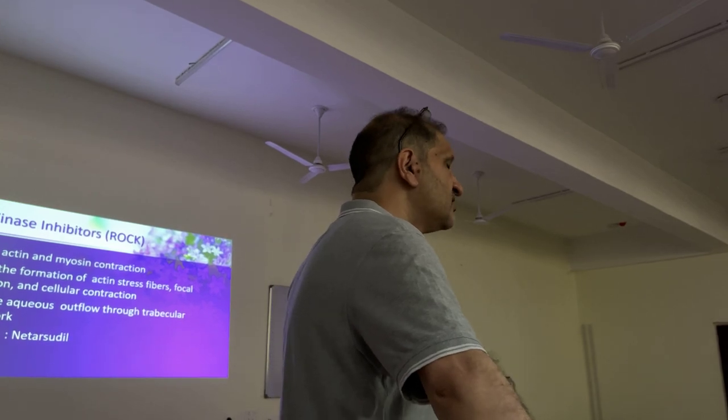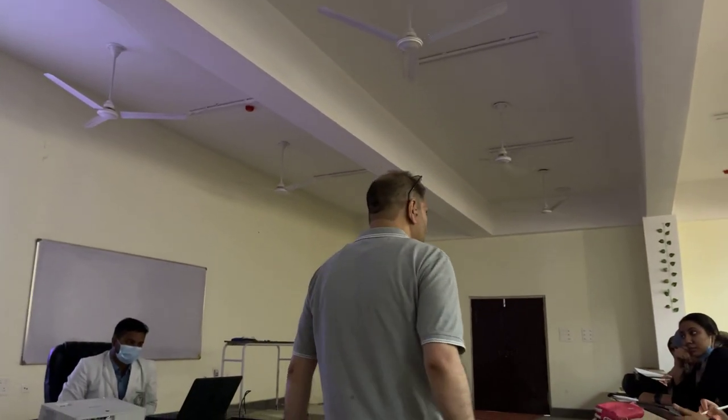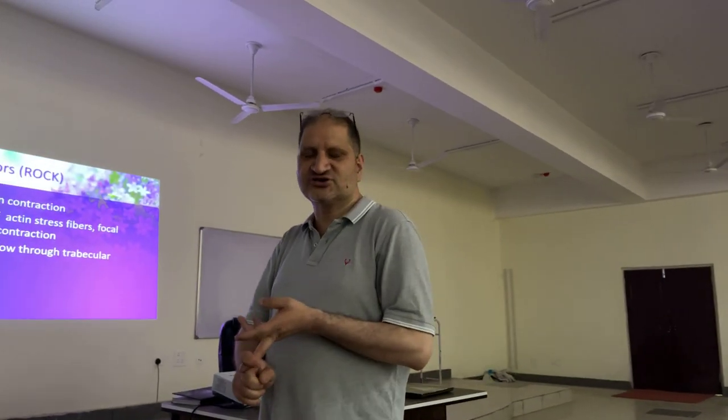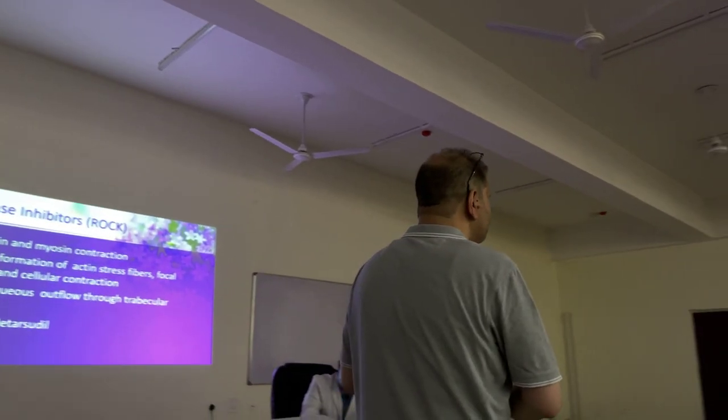There are more additional mechanisms. They are considered to be neuroprotective. Rho kinase inhibitors have been given in ischemic strokes and spinal cord injuries. So they have neuroprotection also. That's very important. And one more mechanism of action: once they relax the smooth muscle, the blood flow will increase. The ocular blood flow will increase. That is one more mechanism by which they can affect glaucoma progression. So these are the five mechanisms: decreased aqueous production, increased conventional flow, decreased episcleral venous pressure, neuroprotection, and increased ocular blood flow by smooth muscle relaxation.